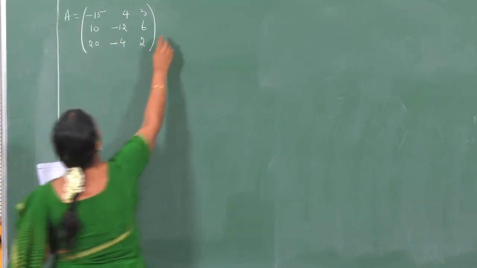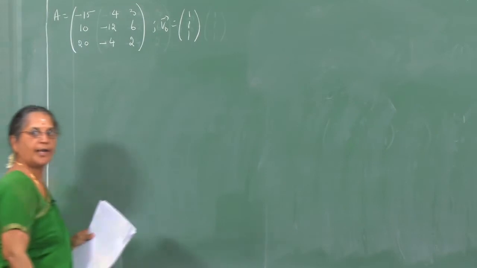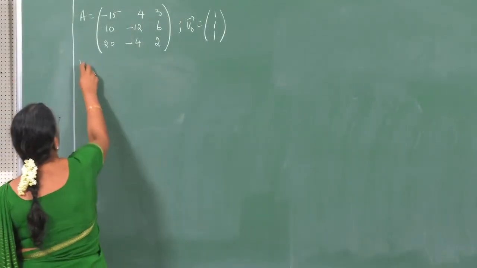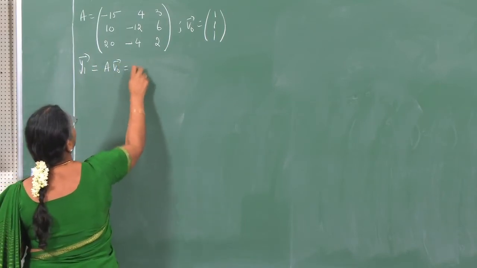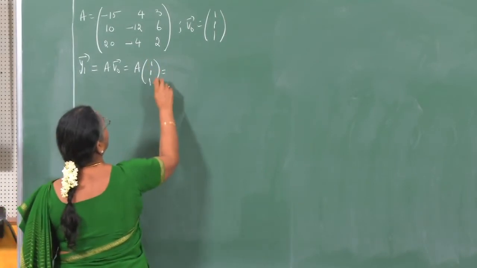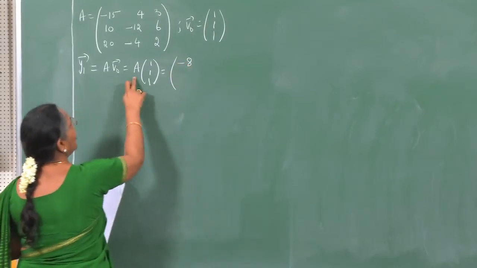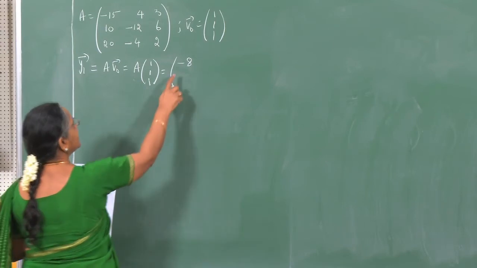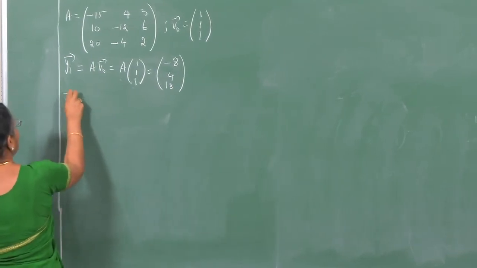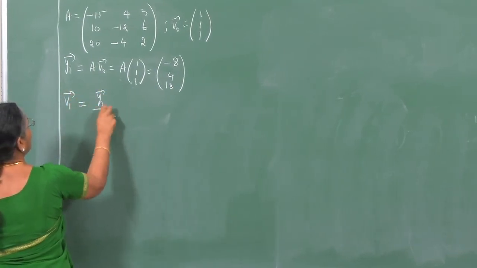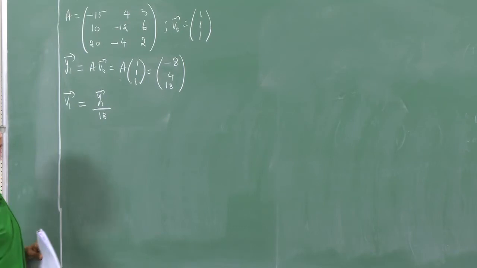So, we start with the initial vector v0 having components 1, 1, 1. I compute the vector y1 first. What is it? It is equal to A into V naught. So, A into vector 1 1 1, where A is this matrix. The entries in the product of these two matrices are given by -8, 4, 18. So, I have to define now my vector V1, which is vector Y1 divided by the largest element in the vector Y1.